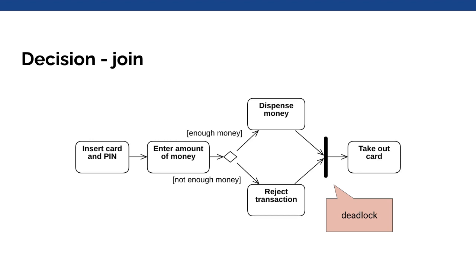Is it possible for both source actions to be completed? Of course not. Because the previous branch uses a decision, only one of the actions of dispense money and reject transaction will be executed. It is impossible for both source actions to be executed. This makes the action of take out card wait forever, because only one of the source actions has completed. Thus, in the execution of this activity, there will be deadlock. The action of take out card will never be executed.